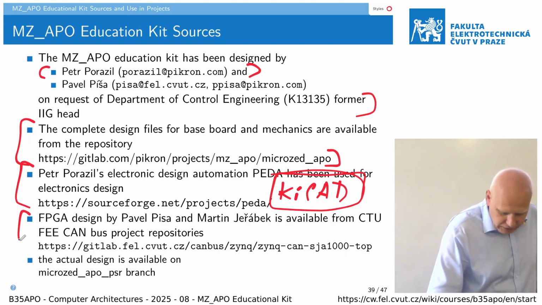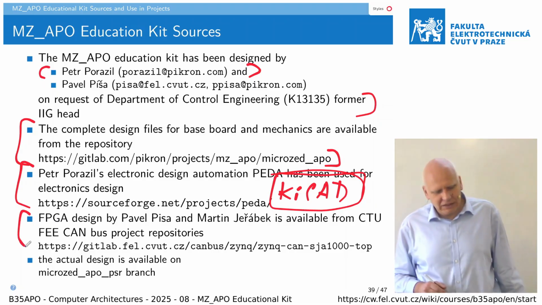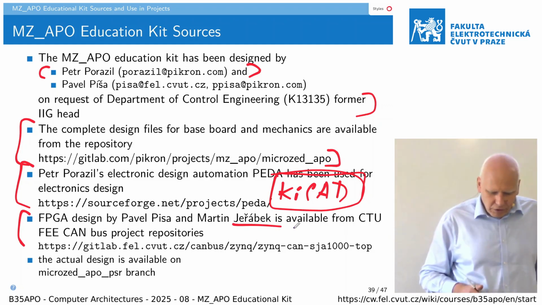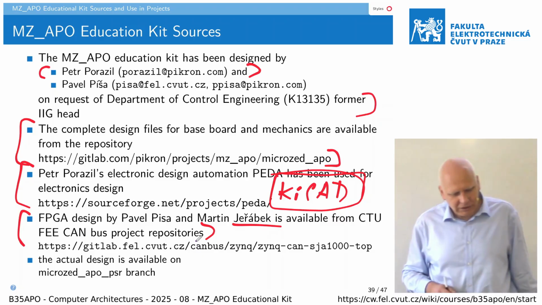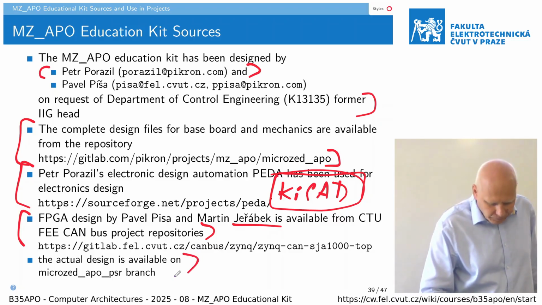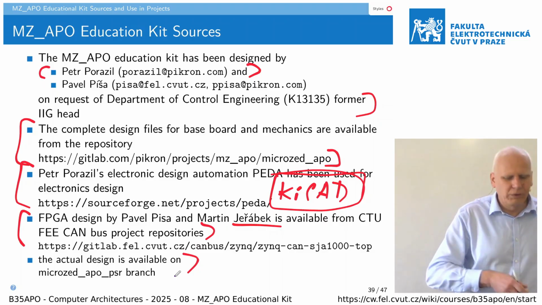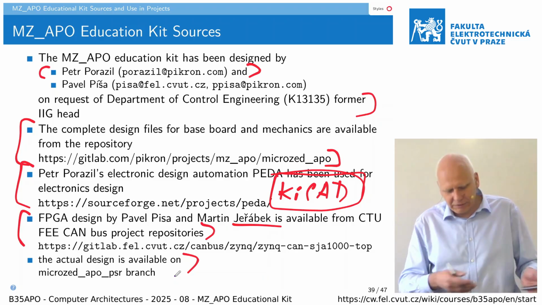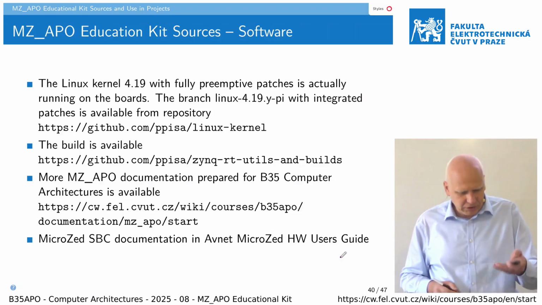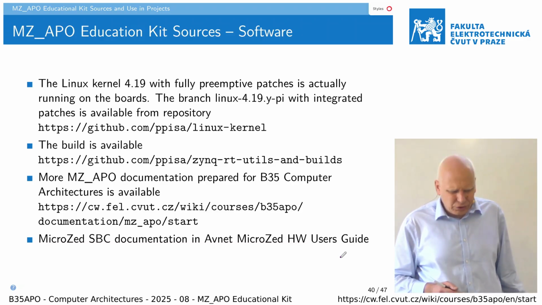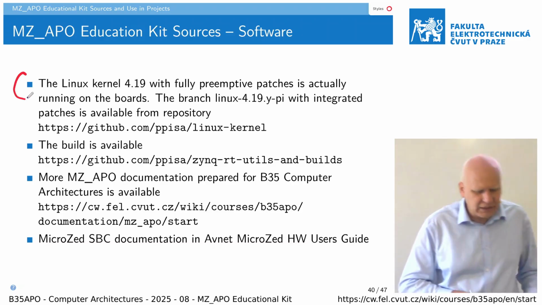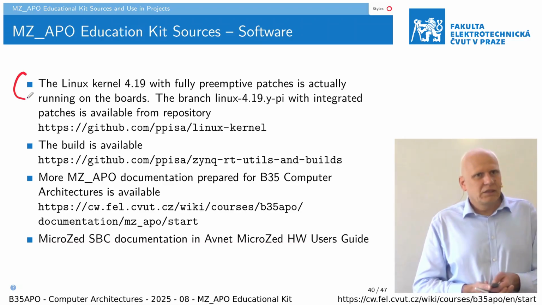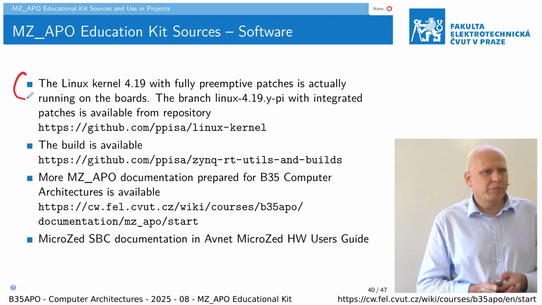Okay. The FPGA design of peripherals has been done by me and my student, who has worked on the CAN bus project on this hardware. And you can get not only this design for our subject, for APO, but even other designs which we have in this repository. And the actual kernel is quite old, which is running at this moment on the board, but it is a fully preemptive kernel variant. So it has very nice real-time properties.